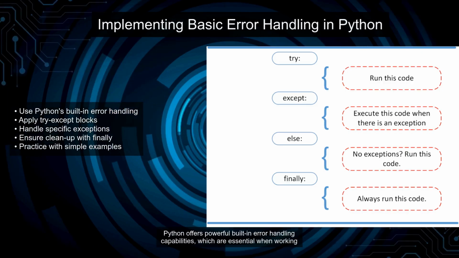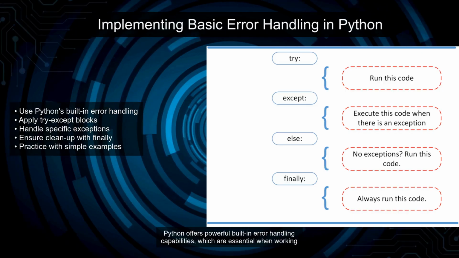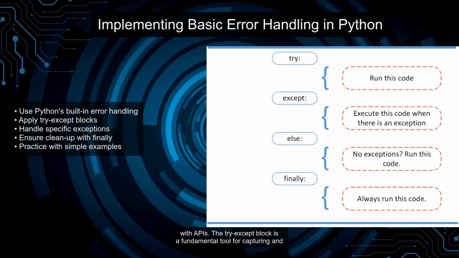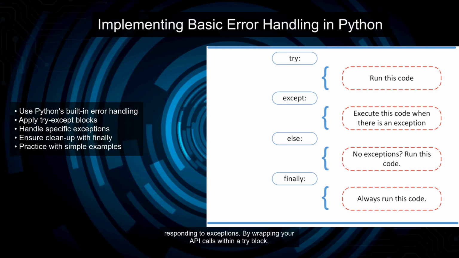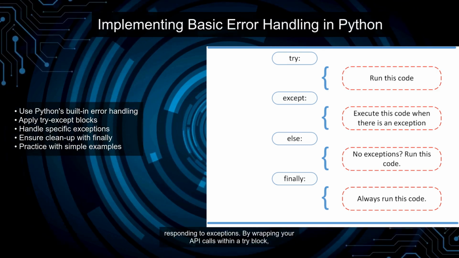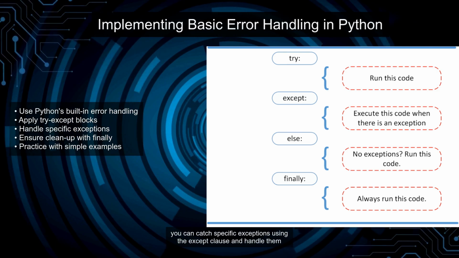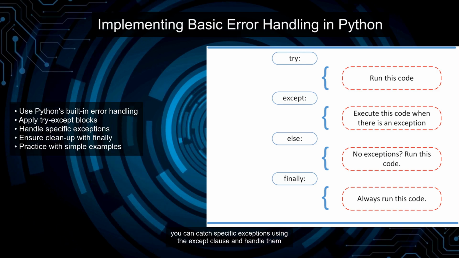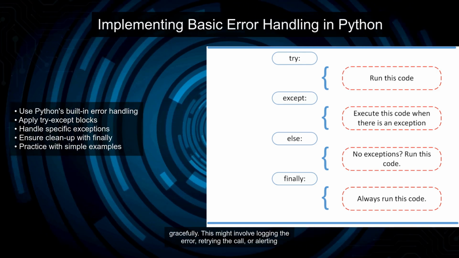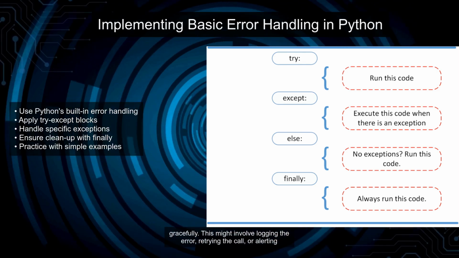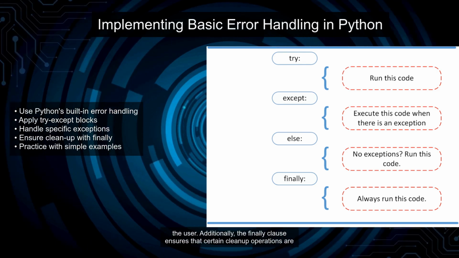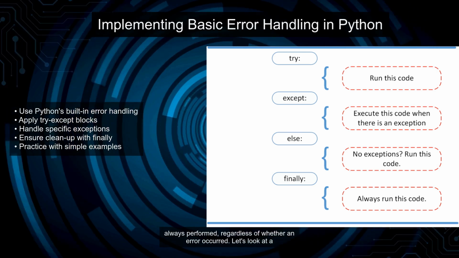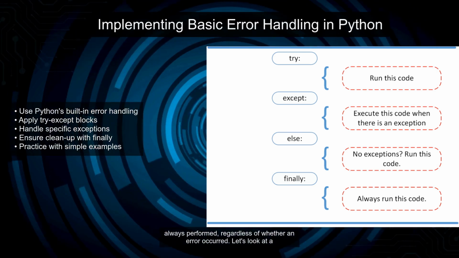Python offers powerful built-in error handling capabilities, which are essential when working with APIs. The try except block is a fundamental tool for capturing and responding to exceptions. By wrapping your API calls within a try block, you can catch specific exceptions using the except clause and handle them gracefully. This might involve logging the error, retrying the call, or alerting the user. Additionally, the finally clause ensures that certain cleanup operations are always performed, regardless of whether an error occurred.